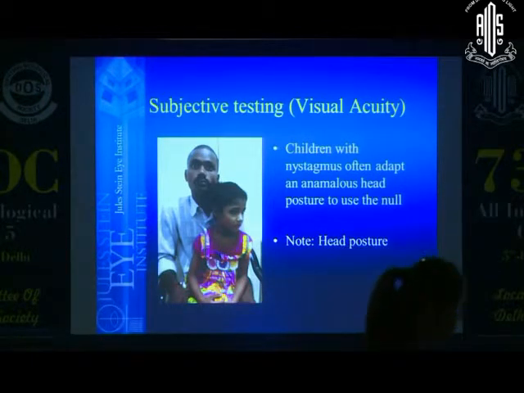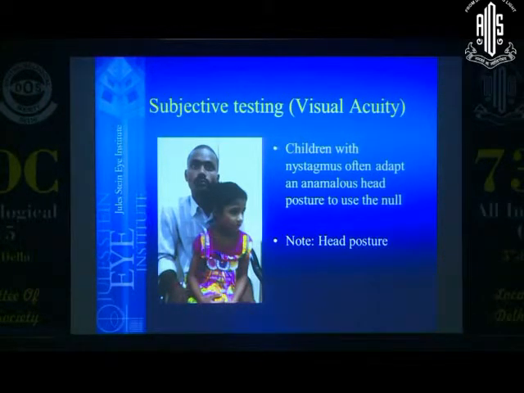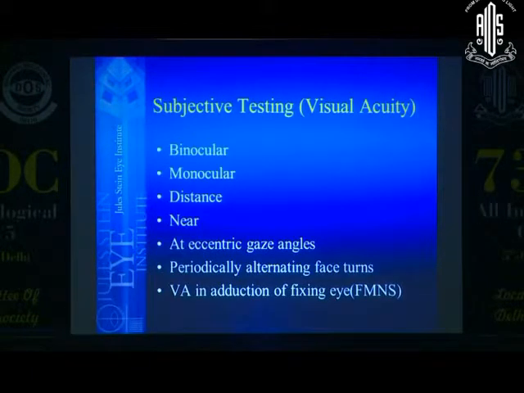I think it's important to first note how to record this vision. If there is an abnormal head posture, it's first important to note the head posture and record the vision in that head posture, allowing that child to maintain that head posture. And of course, protocol would be to record binocular vision, monocular vision, at distance, at near, at different gaze angles. And while you are doing this, if you see an alternate face turn, and another important thing would be to record vision in the adducting eye in a FMNS.